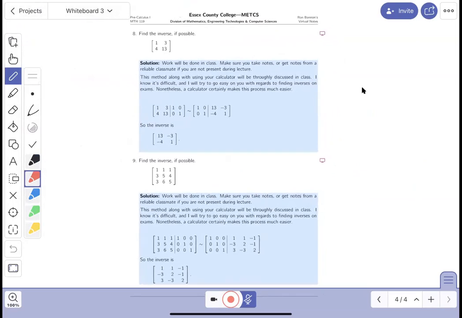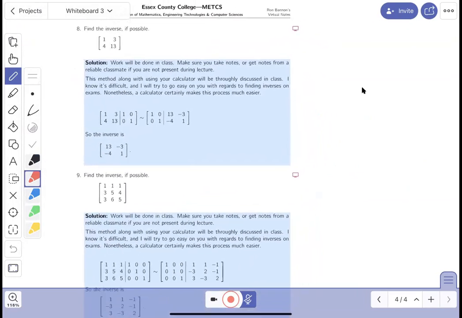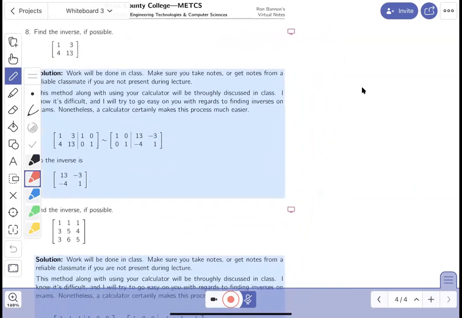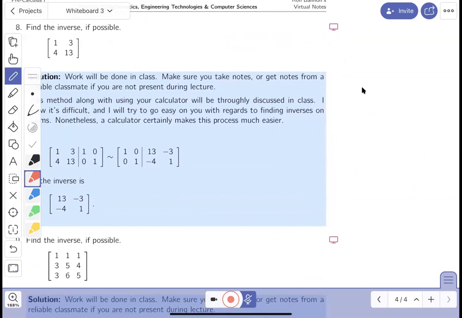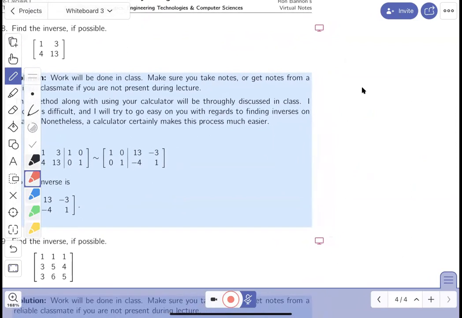Number 8 says find the inverse if possible. Now, by the way, that's a big thing saying it's possible. It may not be possible, but again, we're not giving you things you can't do. So what I'm going to suggest, what we talked about in class, is I'm going to use an augmented matrix and try to do it in one shot. All right, so I'll put this over here.